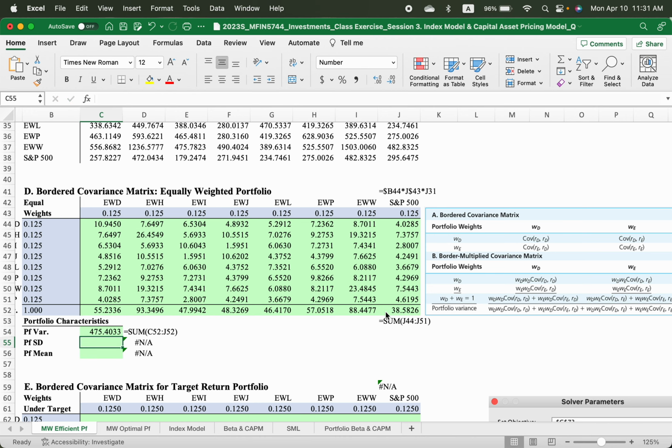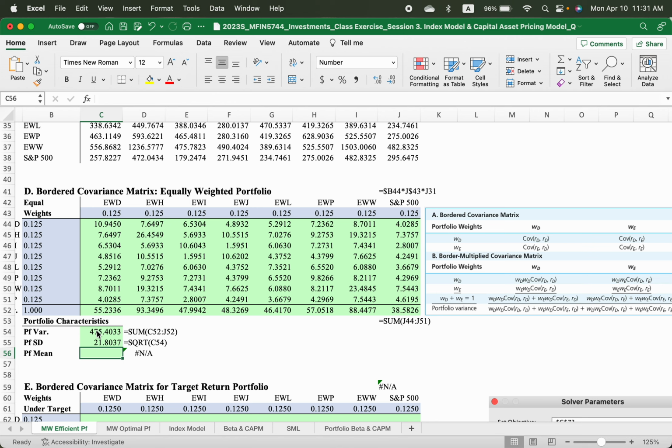So the variance of this equally weighted portfolio is now 475. Now let's just take the square root of the variance. So this portfolio standard deviation, now we got 21%.